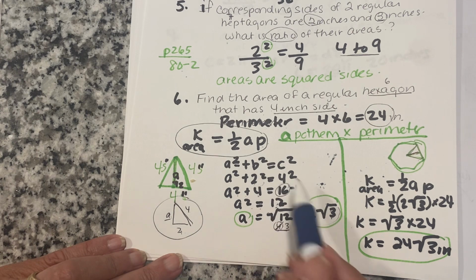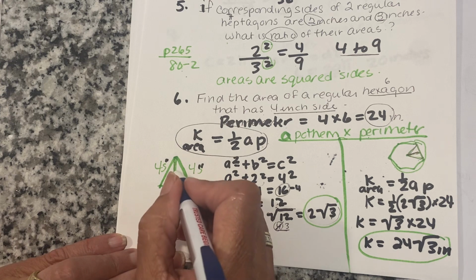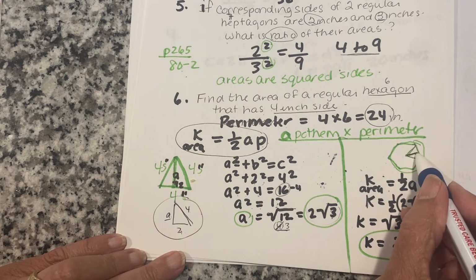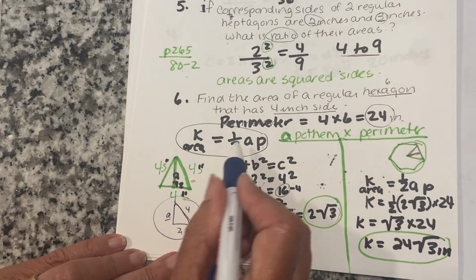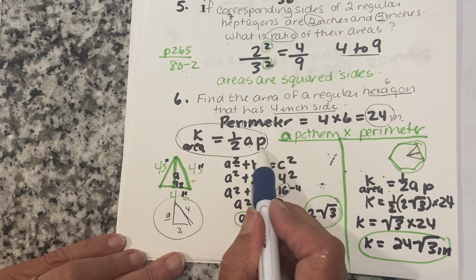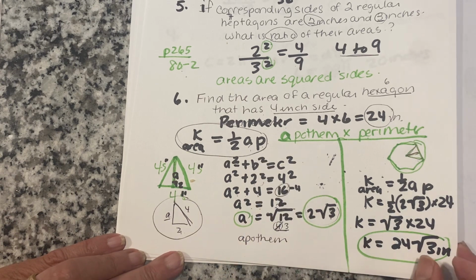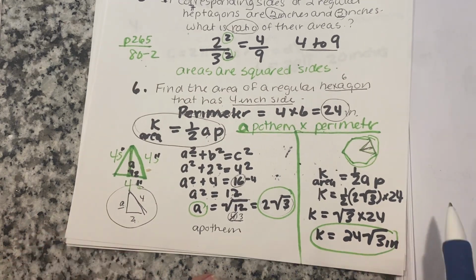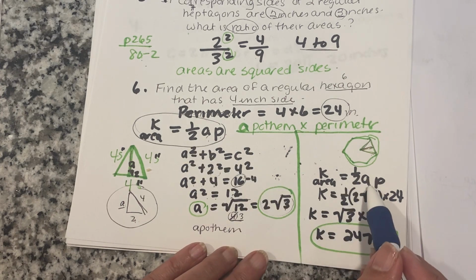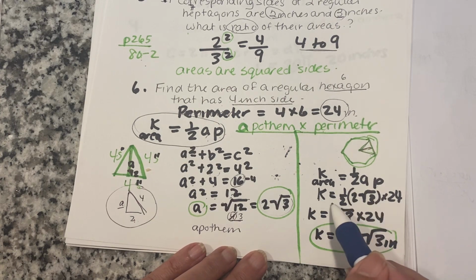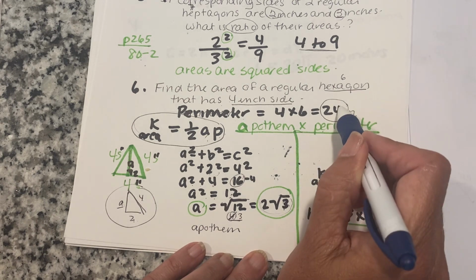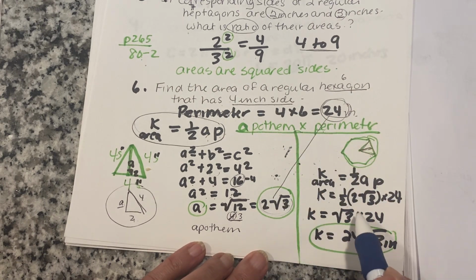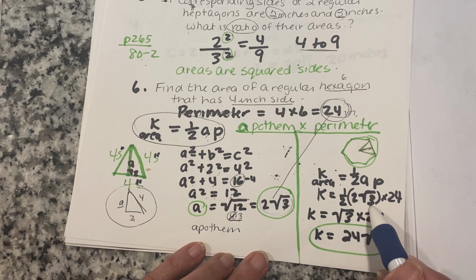So now, this whole thing that we found, the apothem, we found the apothem. So this is the apothem. So now we go back to our formula: 1/2 apothem times perimeter. We have the apothem and perimeter, so now we can just fill in the blanks. K is the area, 1/2 apothem times perimeter. K equals 1/2, and we put in the apothem, which is 2 times the square root of 3, times the perimeter, which is 24 up here. We stuck them in: 1/2 times this times 24.